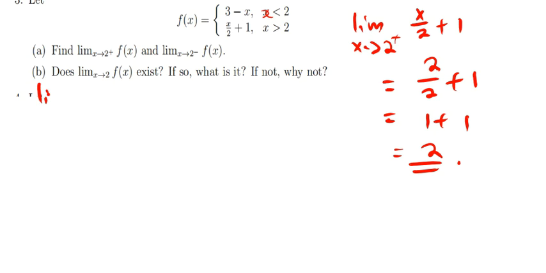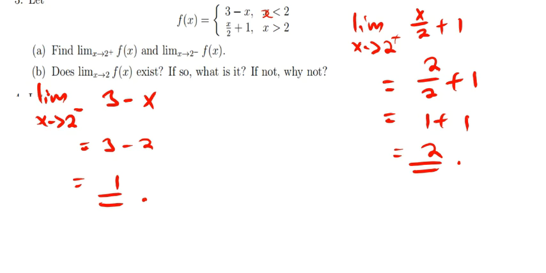Then the limit as x approaches 2 from the left side. Now I need to get a number less than 2 because I'm approaching 2 from the left side. So that number has to be less than 2. So I'll get the first one, which is 3 minus x. Now plugging in the value, I'll get 1. Now I can even tell you something here. If you want to conclude whether the limit exists, and you plug in 2 here and 2 there, if you're getting the same answer, then the limit exists.